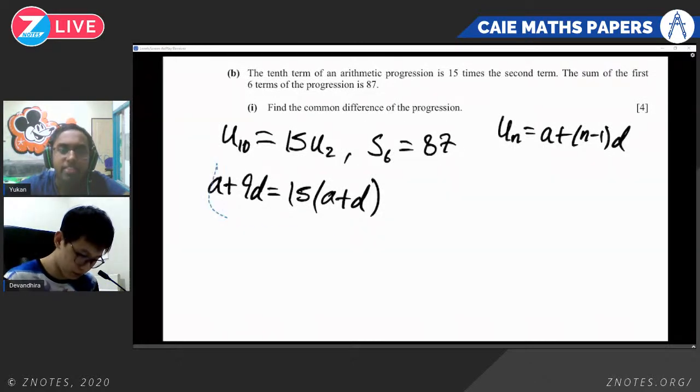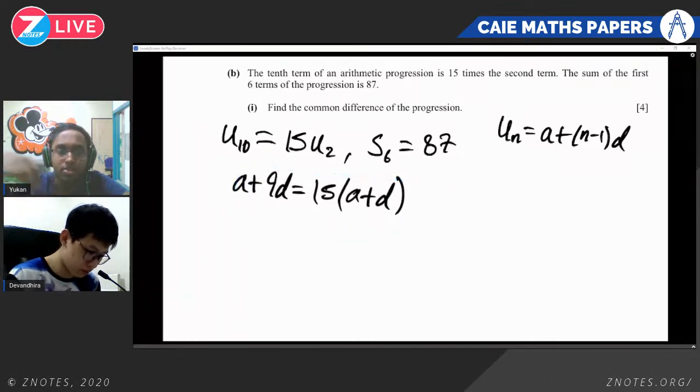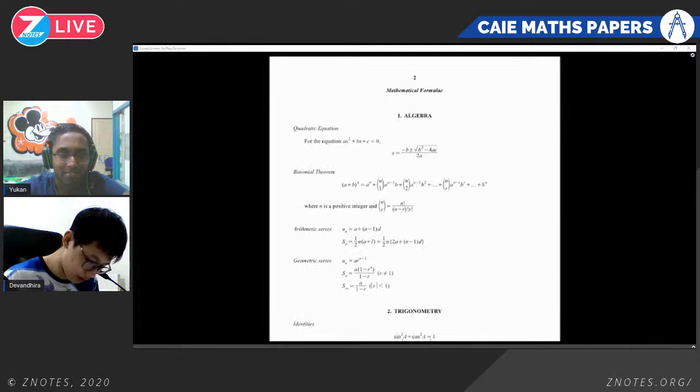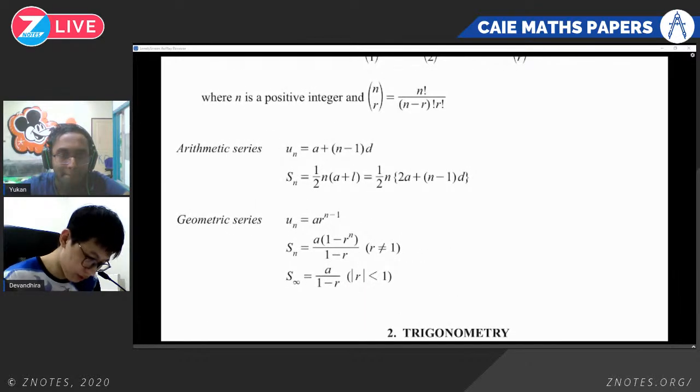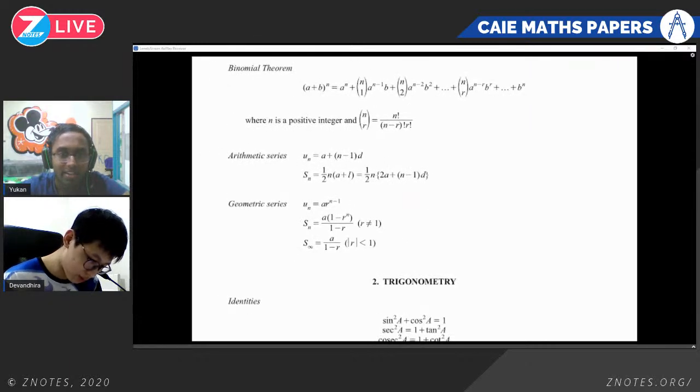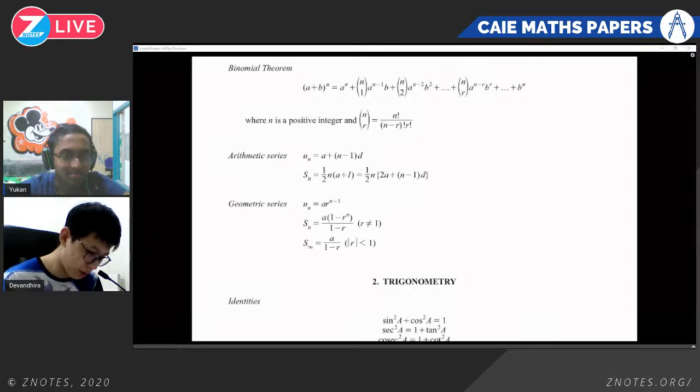So that sum would be, you have a sum formula, right? For an arithmetic progression. So you can just equate that to 87. That sum formula is, yeah, it should be here. Oh yeah, here you go. So the sum formula is right here. I don't really memorize it though. Oh yeah, it's quite long. But if you memorize it, that's good. But if you don't, you can just check the formula sheet again.